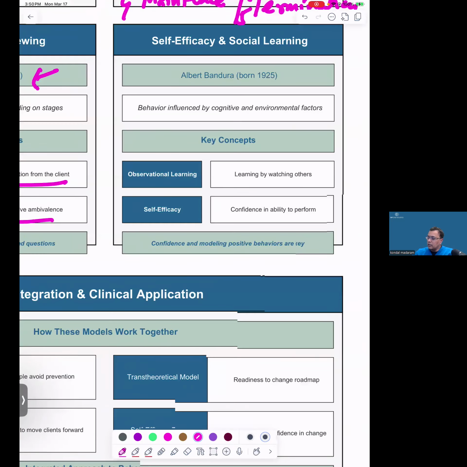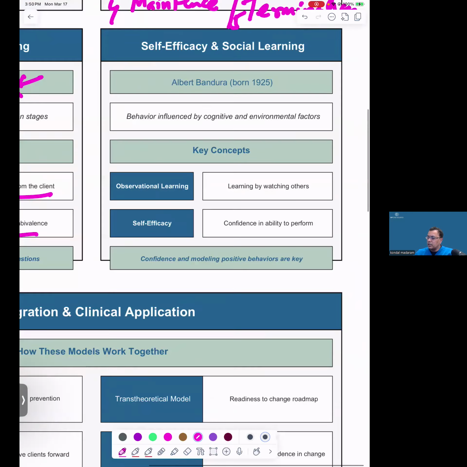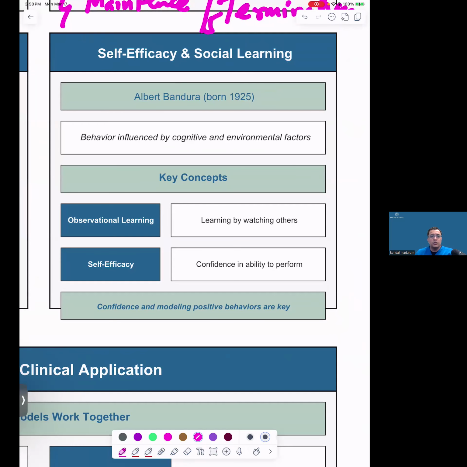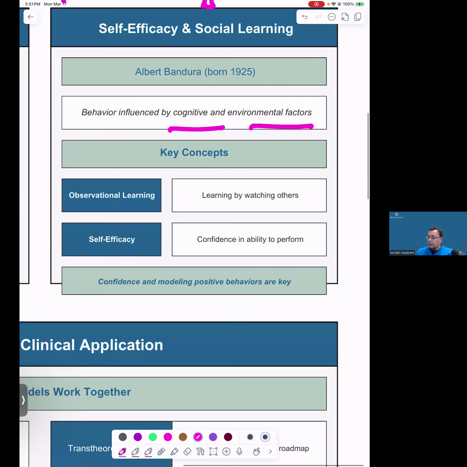Now, let's look at another theory, which is self-efficacy and social learning. This was created by Bandura, and in this one, behavior is influenced by cognitive and environmental factors. That means people learn by observing others and are more likely to change behavior if they believe in their ability to succeed. The key concepts are observational learning and self-efficacy. Observational learning is learning by watching others, and self-efficacy is confidence in ability to perform.